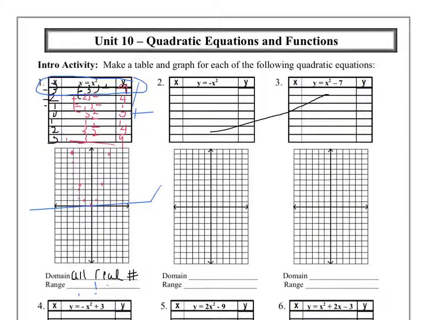Okay, let's do one more of these together. And let's look at number 3. Here on number 3, I'm going to use the same values. I'm going to plug in -3, -2, -1, 0, 1, 2, 3. Again, because I was able to choose all of the domains, it's going to be all real numbers.